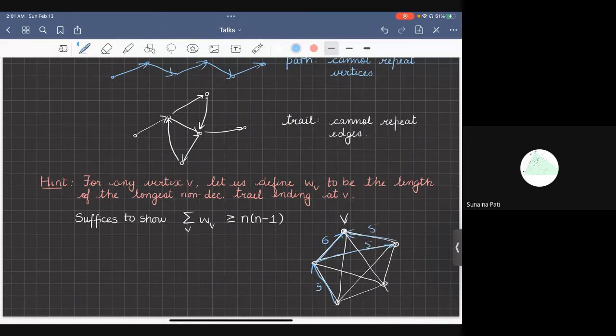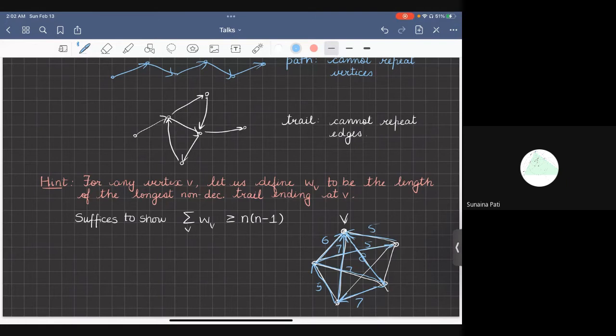So then I get another trail of length 3, and then perhaps this is 7, and then this is 8, and this is also length 3, but maybe this is 7 and this is also 7. So then I get a length 4 trail, etc. So what's the longest trail I could find which ends at v, right? So that's what w of v is.